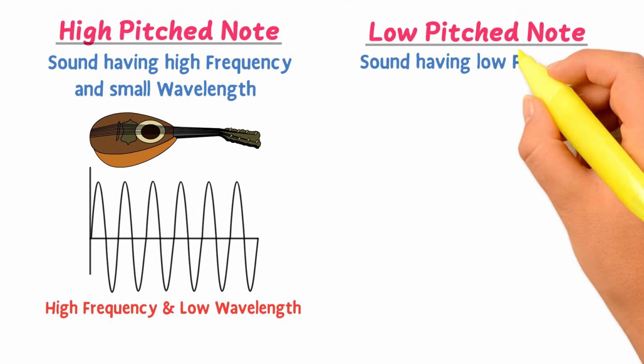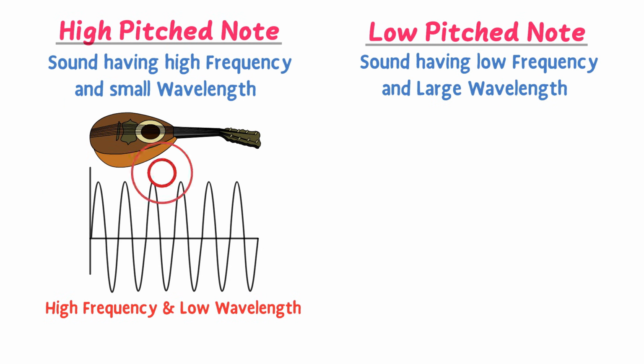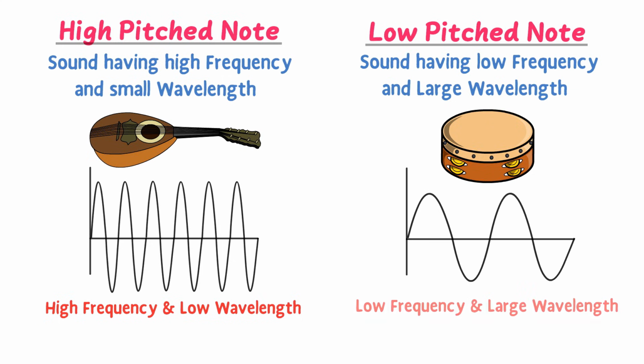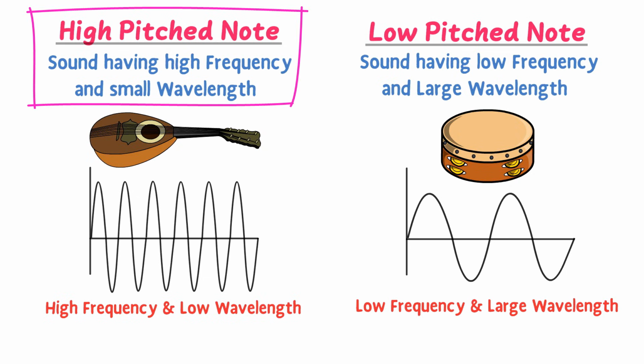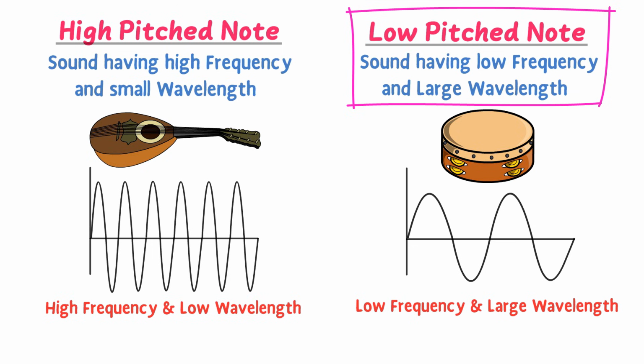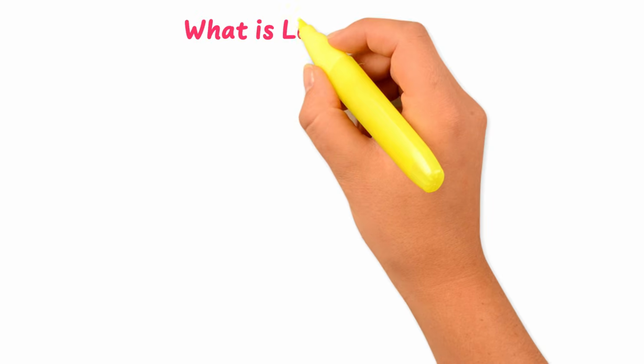Secondly, a sound having low frequency and large wavelength is called a low-pitched note. For example, the sound of a drum. If we trace its sound, we observe that its frequency is low but its wavelength is large. Therefore, we say that a high-pitched note has high frequency and small wavelength, while a low-pitched note has low frequency and large wavelength. Now, what is loudness?